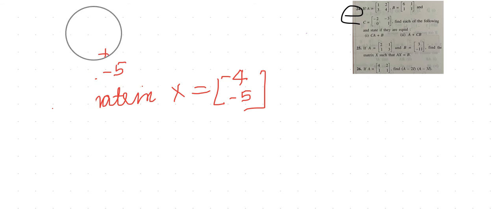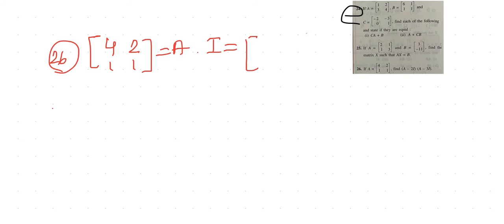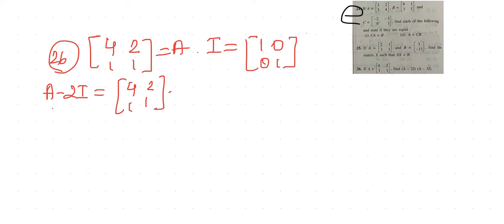Alright, so we were now in question number 26. As I wrote, it was [4, 1; 2, 1]. So children, you know that if you are taking the identity matrix, this is the value of A, and the identity matrix will be of the same order. So I will be taking [1, 0; 0, 1]. First I will be calculating A minus 2I. So how much will this be equal to? A is equal to [4, 1; 2, 1], minus 2 into I, so this is 2 into [1, 0; 0, 1].